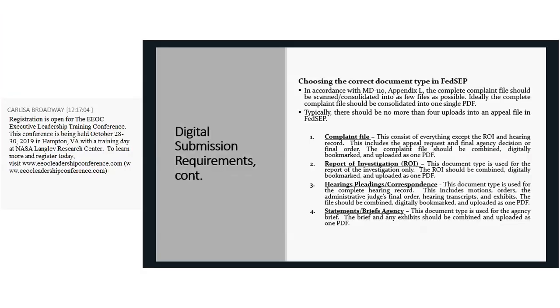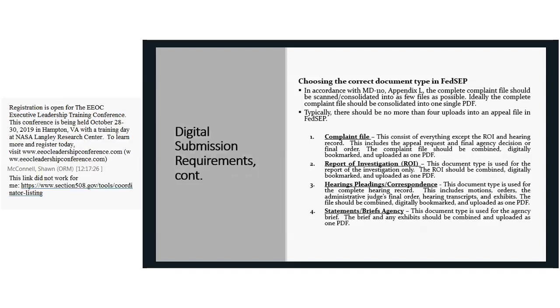The next document type is report of investigation. This document type is used for the ROI only, which should be combined, digitally bookmarked, and uploaded as one PDF. Hearings, pleadings, and correspondence. If there was a hearing, this document type is used for the complete hearing record. This includes motions, orders, the administrative judge's final order, hearing transcripts, and exhibits. The hearing file should be combined, digitally bookmarked, and uploaded as one PDF.